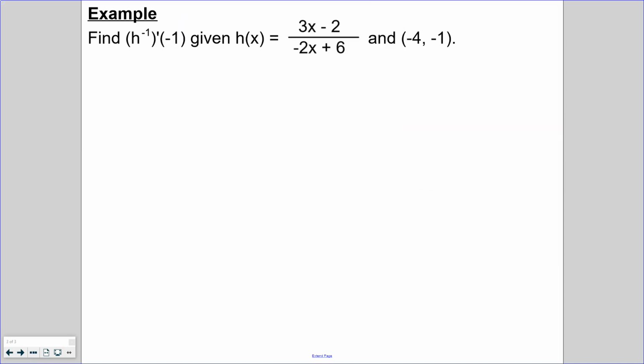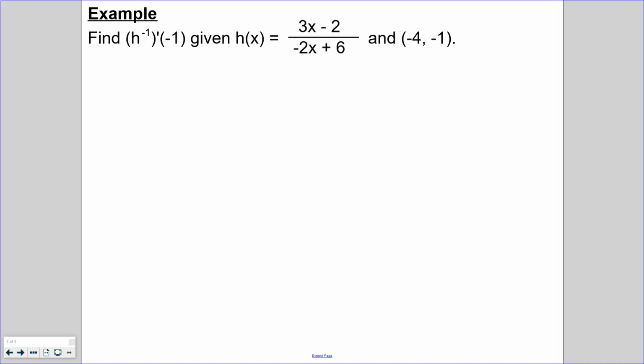All right, let's take a look at another one. In this example, we want to find the derivative of the inverse of h at negative 1, given h of x is equal to 3x minus 2 all over negative 2x plus 6, and we're told we have the point negative 4 comma negative 1.